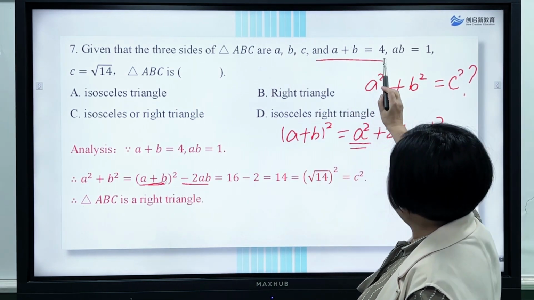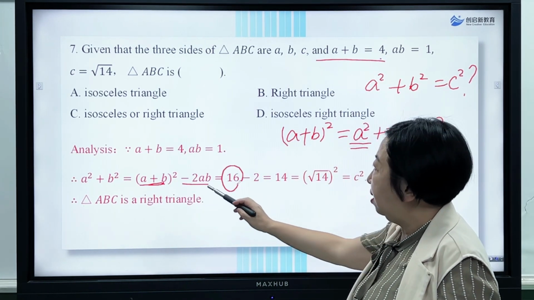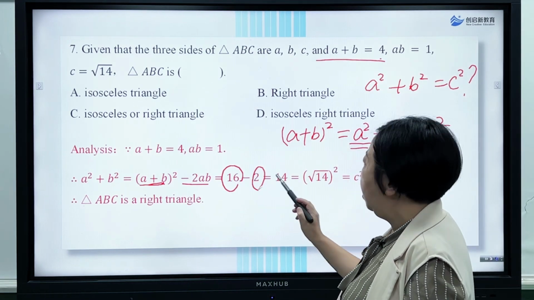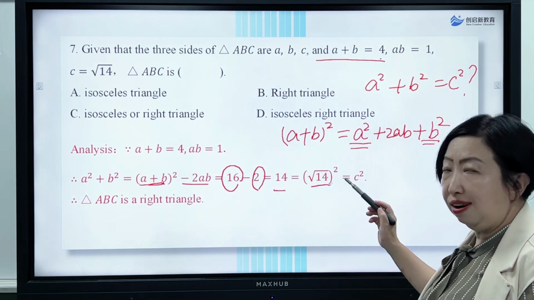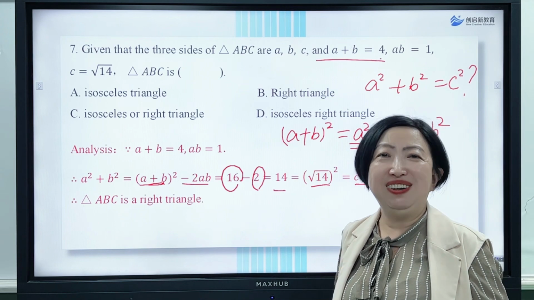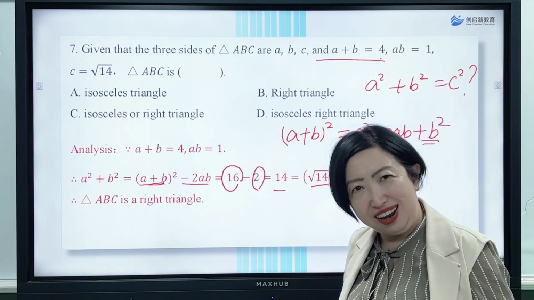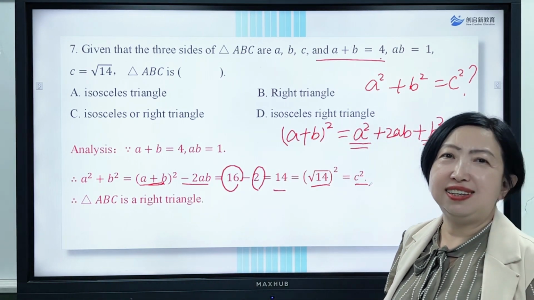So the square of a plus the square of b equals the square of the sum of a and b minus 2ab. Here the square of 4 is 16, a times b is 1, so minus 2, and it equals 14. The square of root 14 equals the square of c. So here is a right triangle. So we can choose the right answer, B.